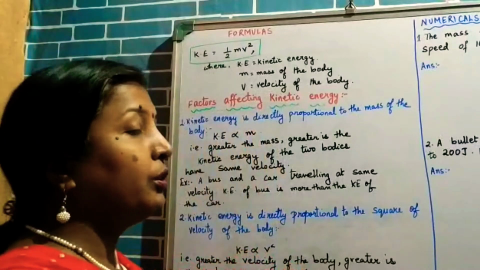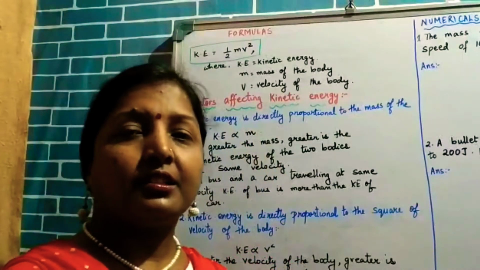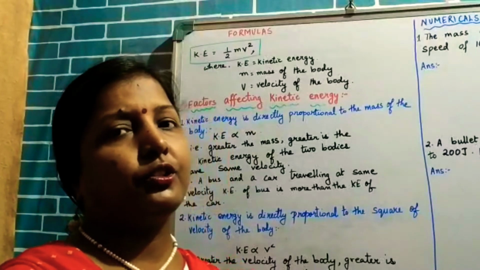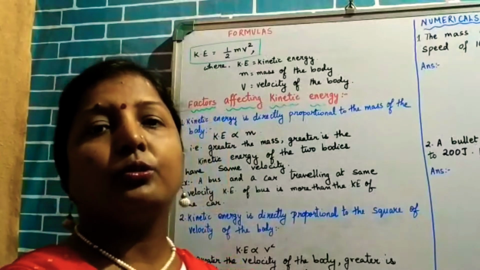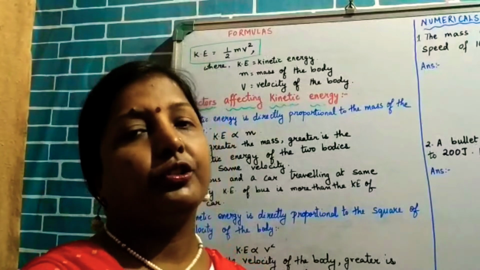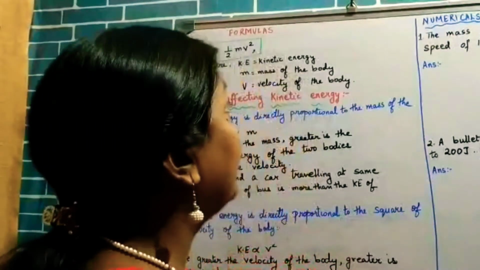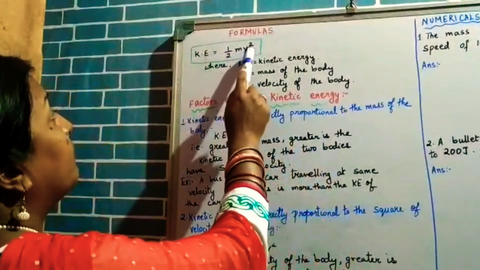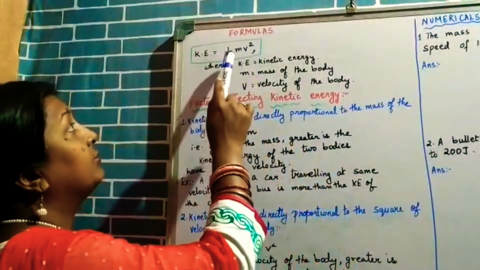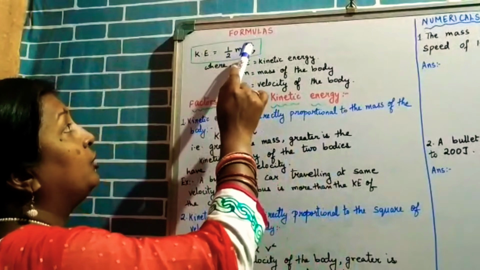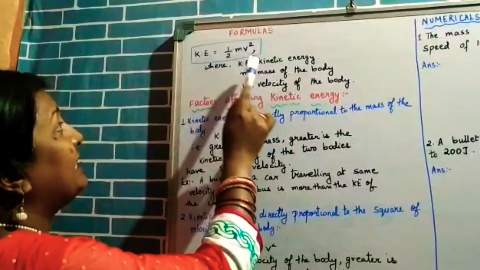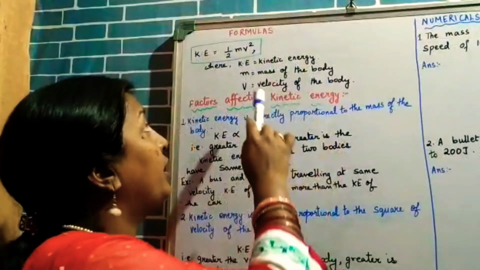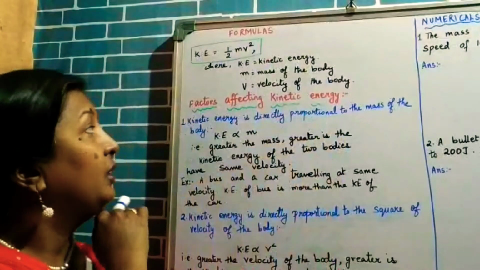So, today we are going to talk about the factors affecting kinetic energy, numericals based on kinetic energy and potential energy, and the formula used to find out kinetic and potential energy. So the formula for kinetic energy is KE equal to half mv square, half into mass into velocity square. KE stands for kinetic energy, m stands for mass of the body, v stands for the velocity of the body.